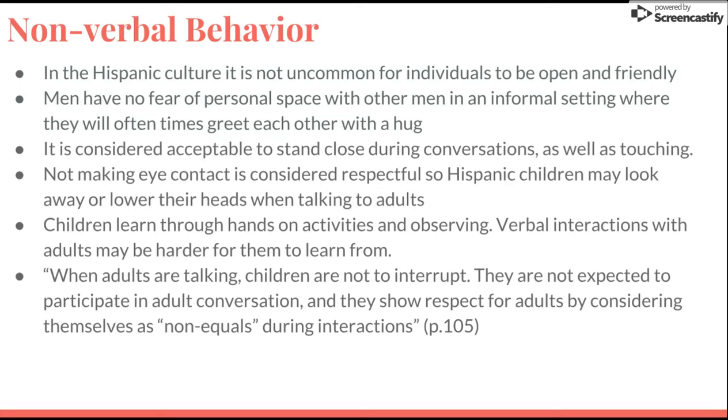Children are raised to know that interrupting, once again, is a sign of disrespect. It is also not appropriate for children to be involved in adult conversation, whether they are in public, at home, or in a school setting.